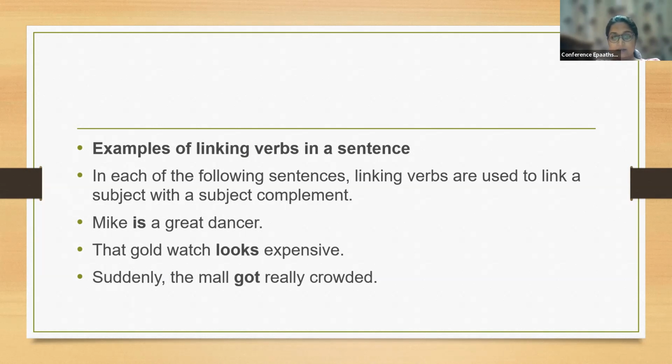So these linking verbs, a kind of stative verb, link the subject with its complement. Like, Mike is a great dancer. The gold watch looks expensive. The watch, what is it? It is gold, that is expensive. Suddenly the mall got really crowded. So all these are linking verbs.